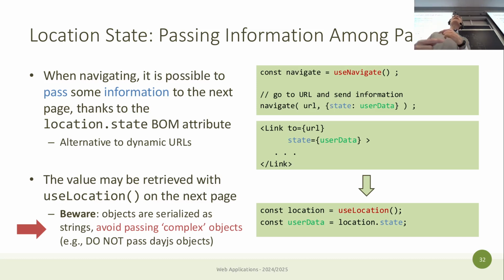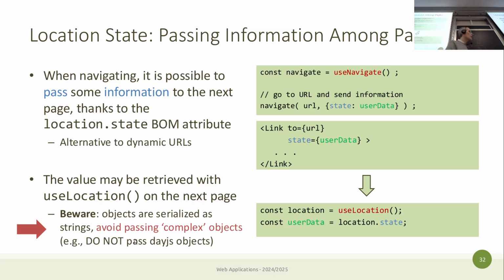This change of URL involves the browser, even though there's a library that handles it for us. But this state is actually a property of the location of the browser, so it comes from the browser object model. You need to be careful.